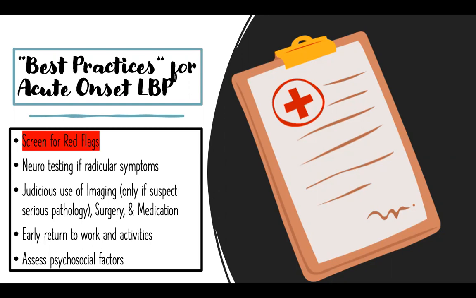So our goals in treating these individuals with low back pain, assuming that we screen, are to perform our neuroscreen if radicular symptoms are present. We really want to assess comprehensively with our subjective and our objective examination, and perform a really thorough exam. But if we don't find anything that's overly troublesome or suspicious of underlying more serious pathology, best practices suggest that individuals with low back pain return to work, return to activities.